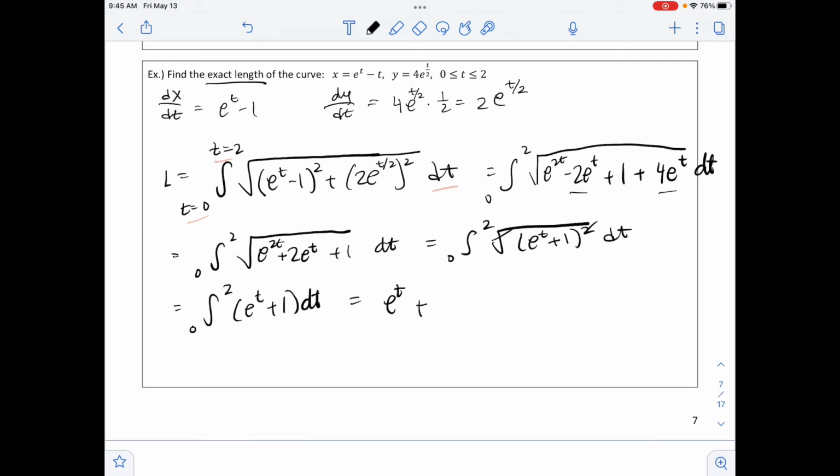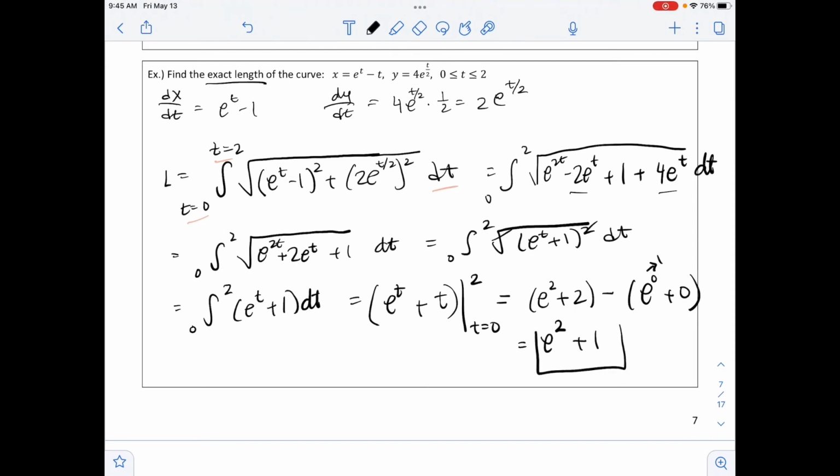So we have e to the t plus t evaluated from t equals 0 to 2. So substituting in 2 first, we have e to the second plus 2 minus e to 0 plus 0. And simplifying this again, remember e to 0 would just be 1. And so we have e to the second plus 2 minus 1, and that's just going to be plus 1. And so this is the length of the curve, that parametric curve that we have between the values of 0 and 2 for t.